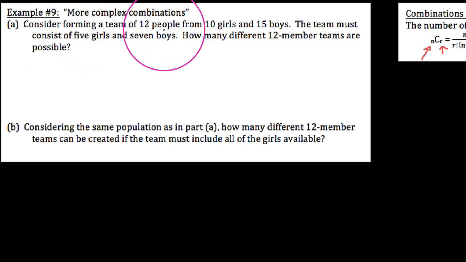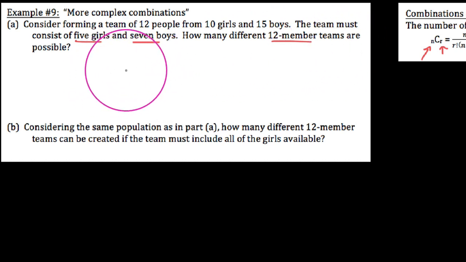It says, consider forming a team of 12 people from 10 girls and 15 boys. Hopefully, alarm bells are going off already. You're not going to be able to use all the girls and all the boys to make a 12-person team. That'd be 25 people. So it says the team must consist of 5 girls and 7 boys. Let's look at the question here. Always the last sentence is usually the question. It says, how many different 12-member teams are possible here?